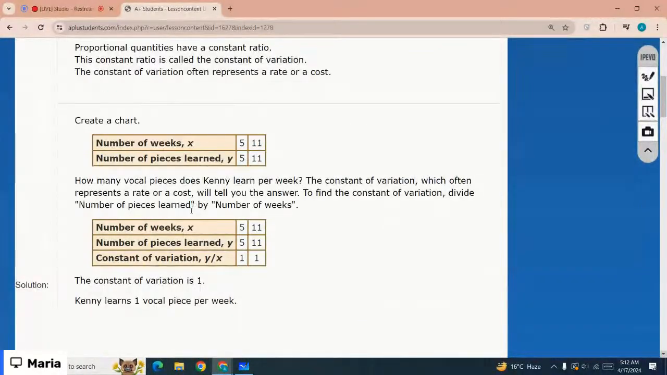For the constant of variation, we do y by x. So you have to do 5 by 5 and 11 by 11. 5 by 5 is 1 and 11 by 11 is 1. That is the constant of variation. The constant of variation is 1.